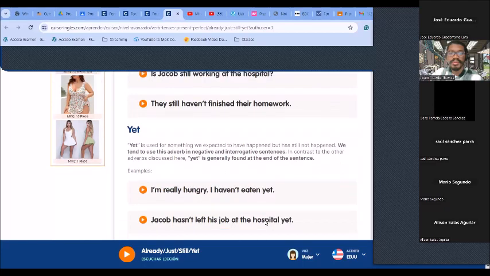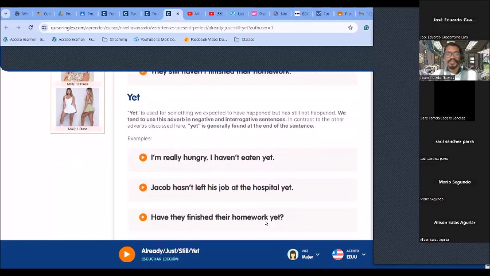Let's go to Jose Eduardo. Yet. Yet is used for something we expect to have happened, but has still not happened. We tend to use this adverb in negative and interrogative sentences, in contrast to the other adverbs discussed here. Yet is generally found at the end of the sentence.